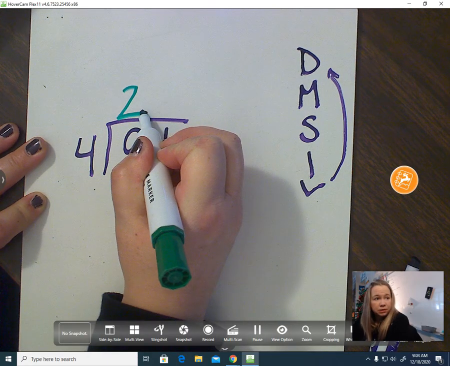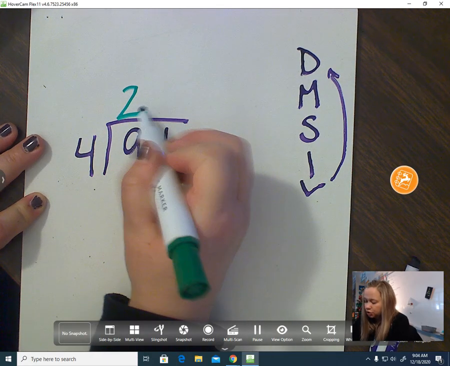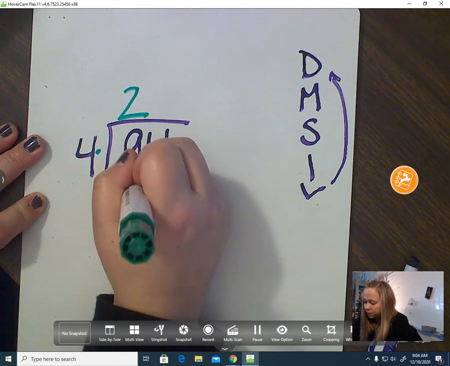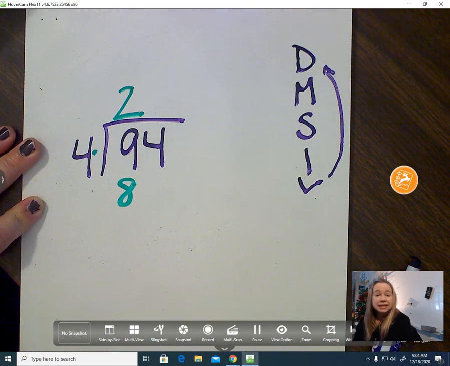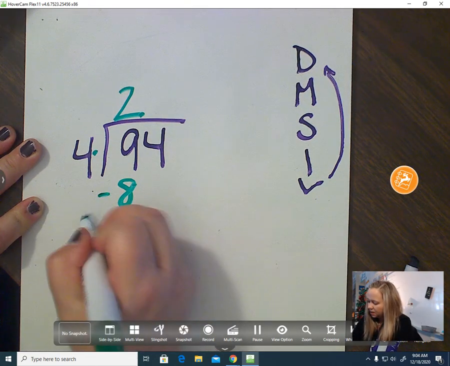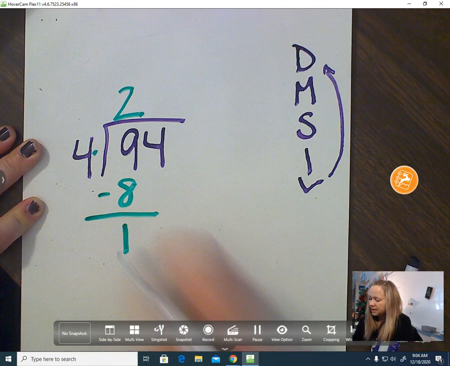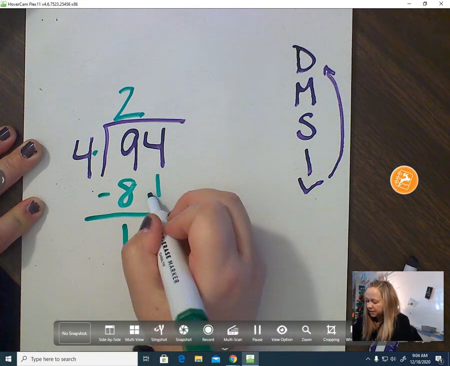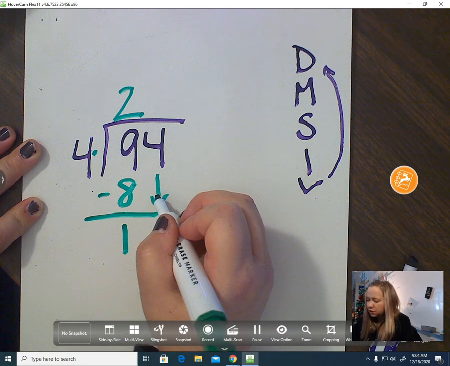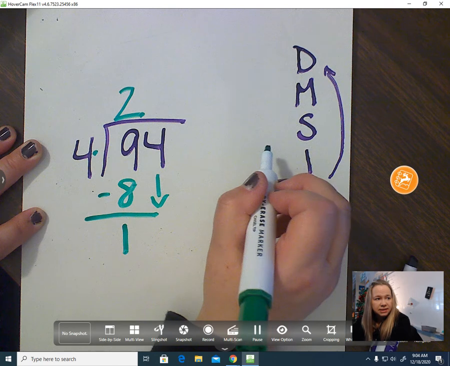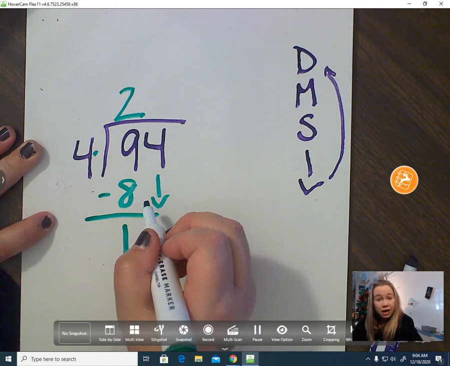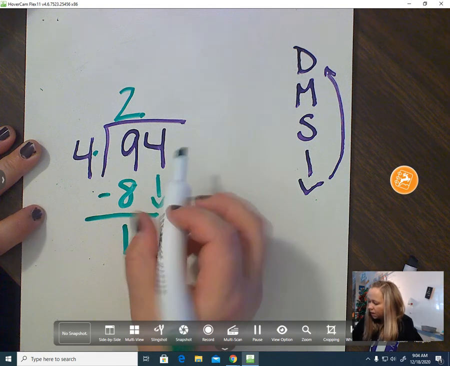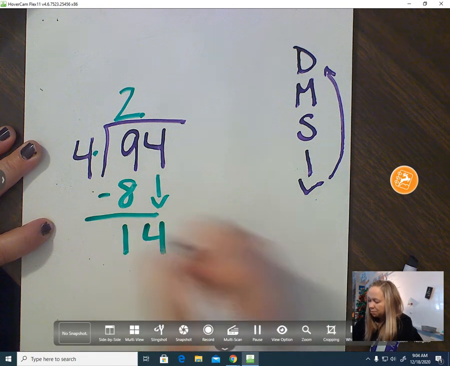Now my next step is multiply. I'm going to swing it back down. 2 times 4 equals 8. Next step, subtract. 9 minus 8 is 1. Now I need to bring it on down. It might help you to draw these arrows, especially when we get into longer dividends. Sometimes students forget which one they brought down already. So if it helps you to draw the arrow, please draw the arrow. Bring it on down and bring it on back to the beginning.